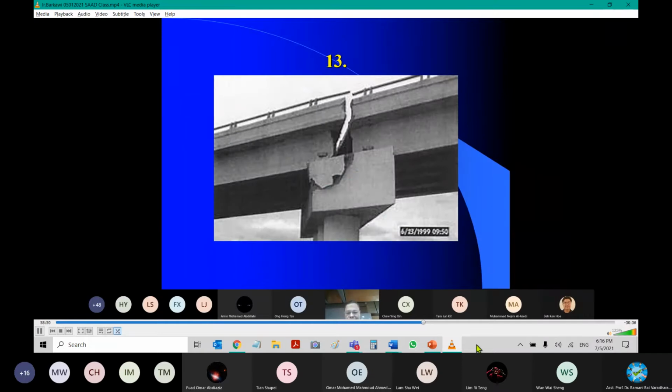Another one, yeah, this is also, I would say, common. Hopefully it is not common. This is actually a normal highway bridge. And you can see that one part of that pillar is breaking up. And this is due to shear. Okay, so this is shear failure.